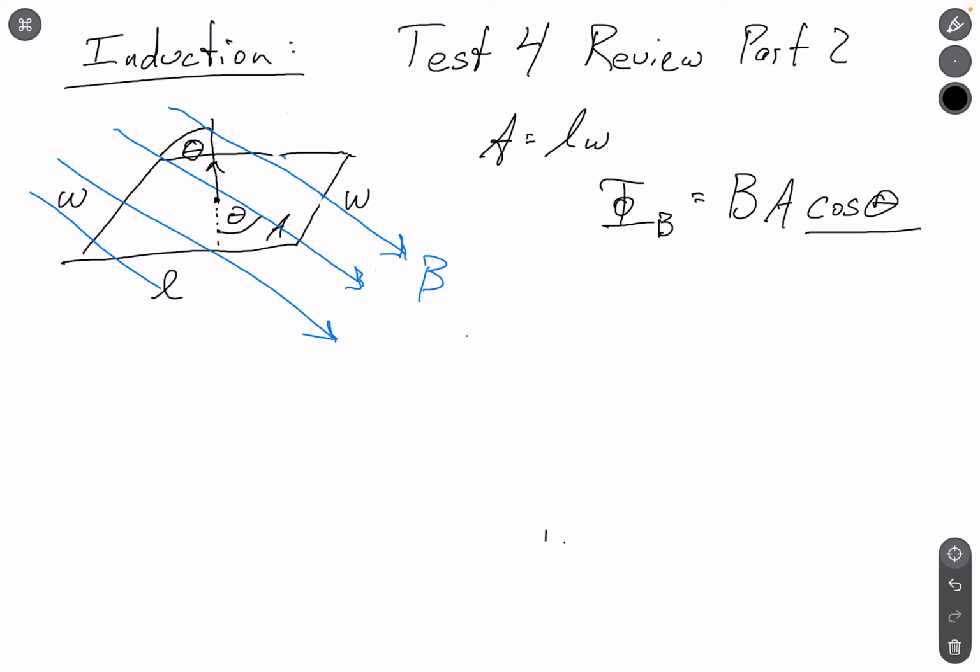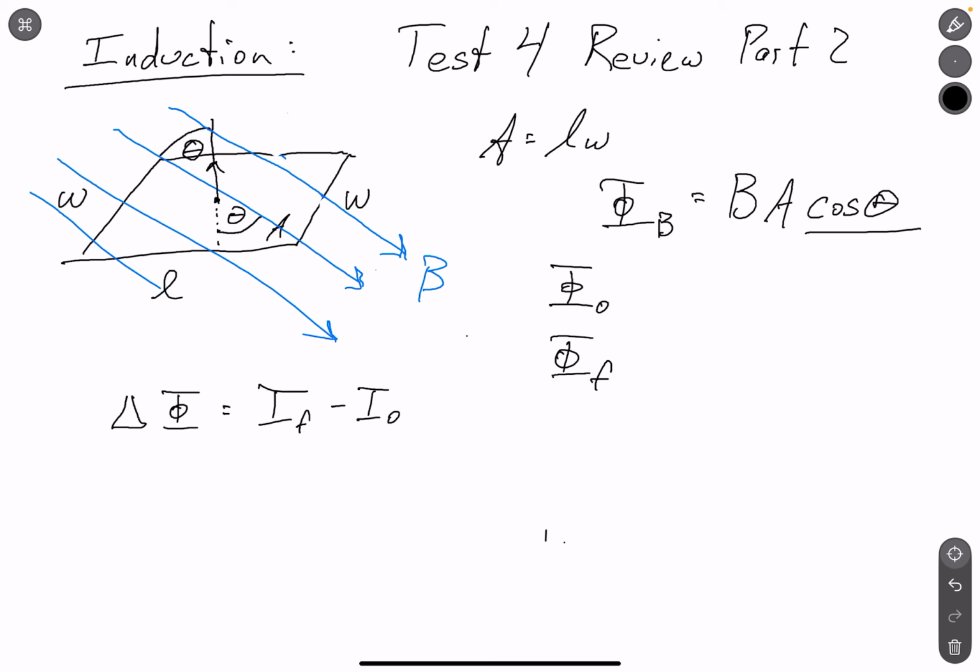Okay, so that's easy to figure out, okay? Now, you can have an initial flux and a final flux. All right, and finding delta flux is just whatever the initial flux is minus the final flux. Okay, so that's delta flux. So what is our initial flux? Well, there's a couple of things that could happen. We could have the B field initially times some constant area times some constant cosine of the angle.